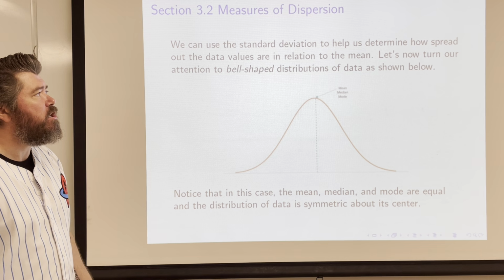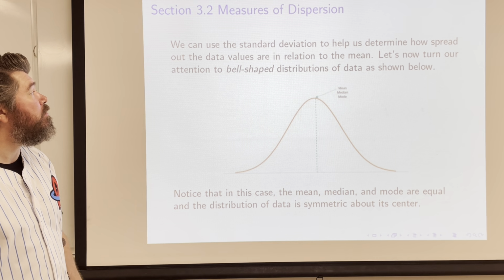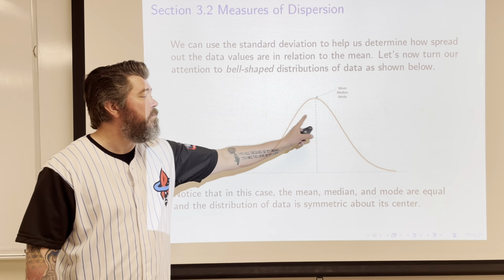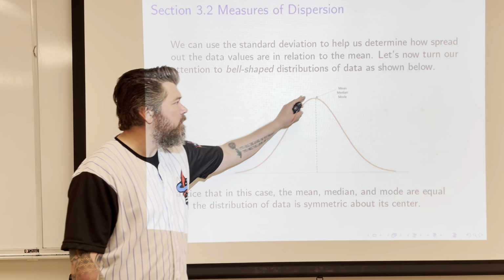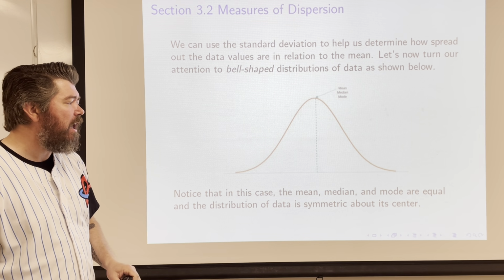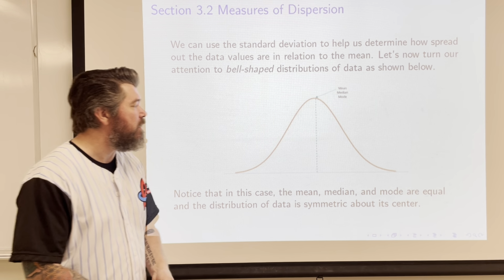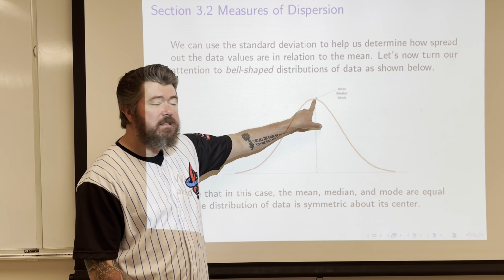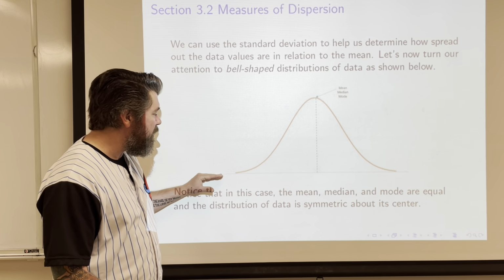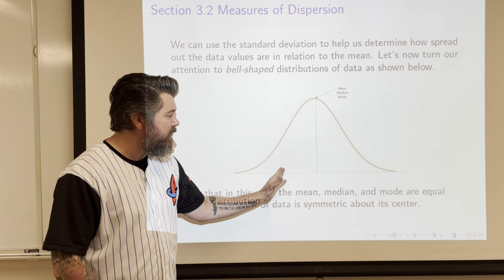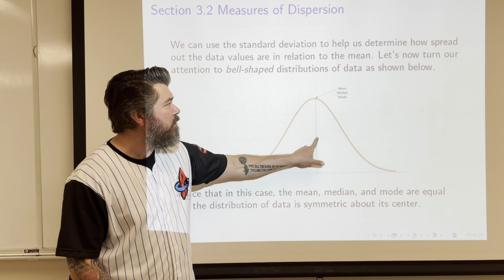We can use the standard deviation to help us determine how spread out the data values are in relation to the mean. Let's now turn our attention to the bell-shaped distribution of data shown here. Right? So we've all probably seen a classical bell-shaped curve. Notice that in this case, the mean, median, and mode are all equal, and the distribution is symmetric about its center. So this middle point that gets the highest point on the bell is where our mean, median, and mode all lie. So if we imagine this as a number line, all of our data is spread out along this number line, and the mean, median, and mode are going to be this value on the number line.